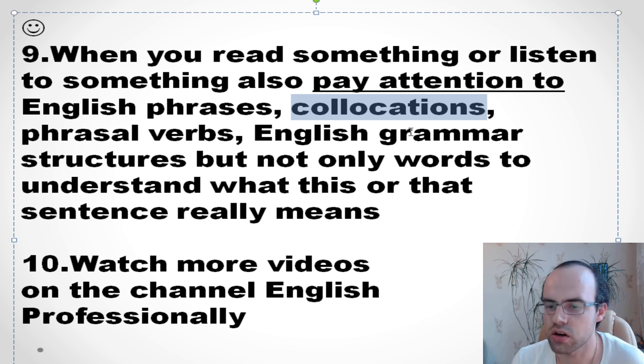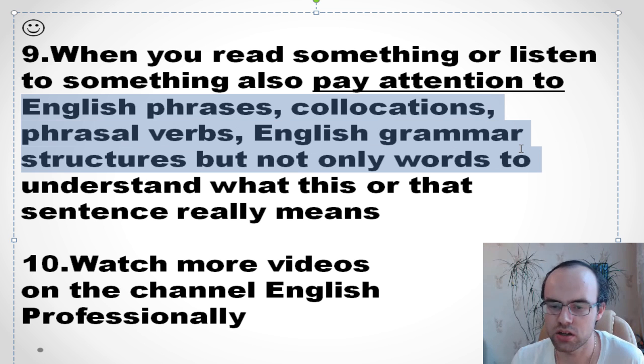So you can learn 20,000 English words, but it isn't enough. You need to focus more on things like these ones, not only words, to understand what this or that sentence really means. So pay attention, please, to different English phrases, okay?